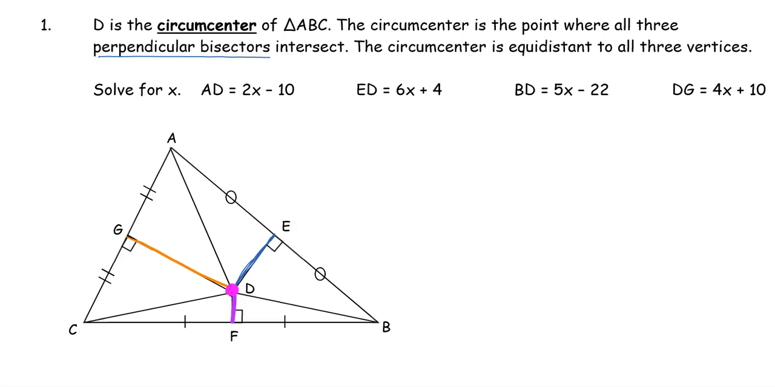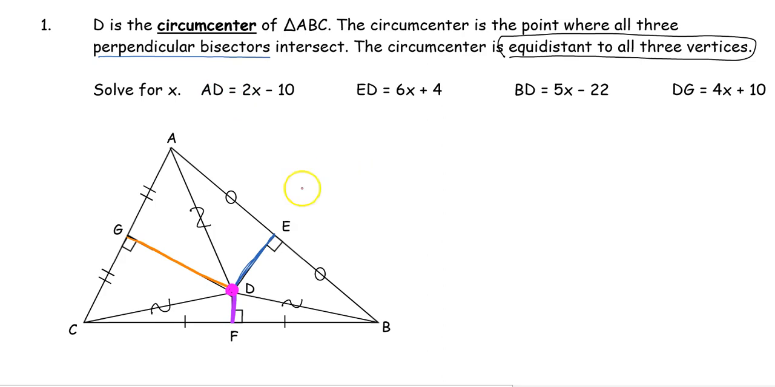It has a special property. The circumcenter is equidistant to all three vertices. So the distance from D to vertex A is congruent to the distance between D and vertex B and from D to vertex C. So it's equidistant from the vertices. So I'm going to use that property to solve for x.